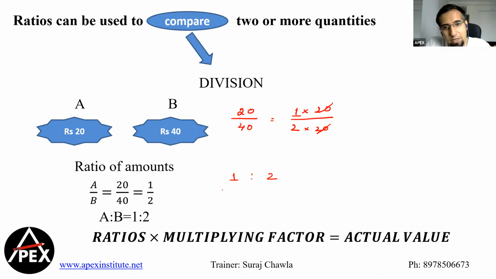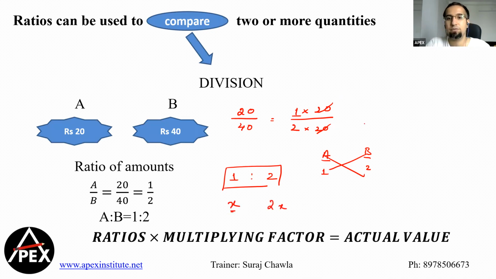So whenever the ratio given to me is 1 is to 2, I cannot say that A has 1 rupee and B has 2 rupees. Please understand this. I cannot say this. Instead, this is where we reduce our variables. I would say if A has X rupees, B will have 2X rupees. I'm assuming 20 as the value of X. So always remember, whenever ratio is given, it's a good sign.